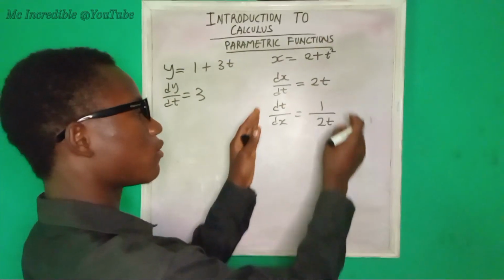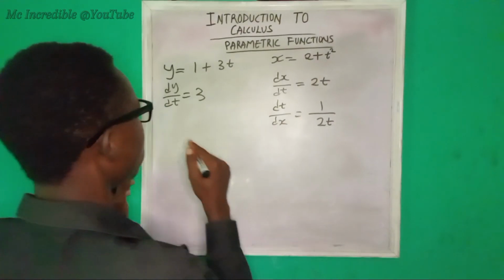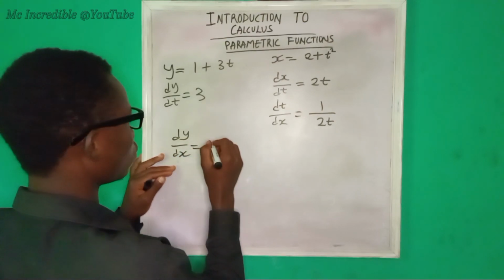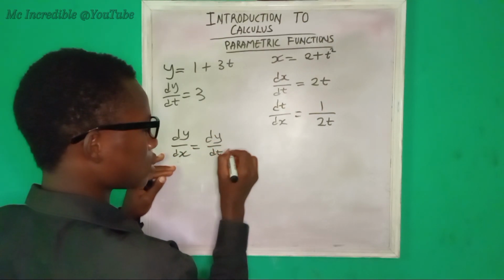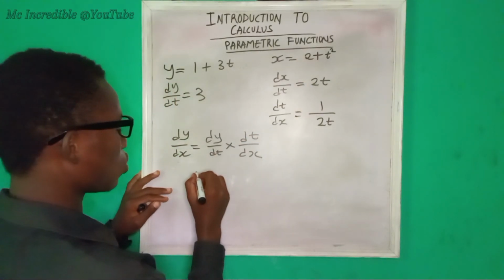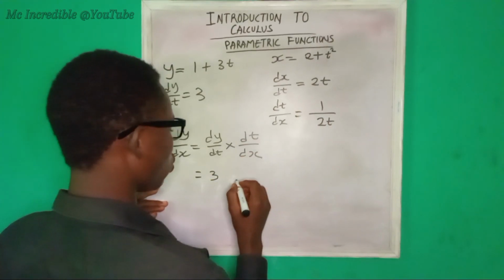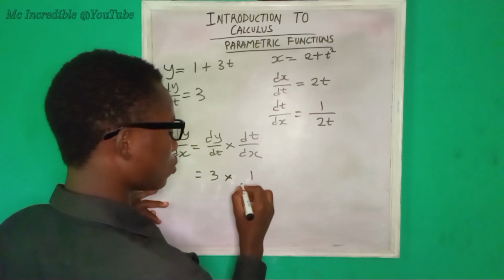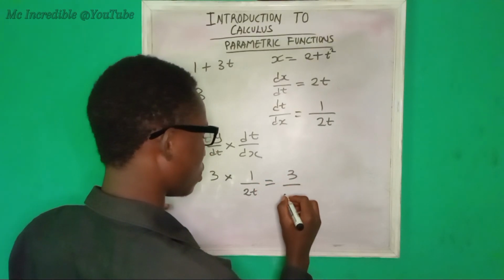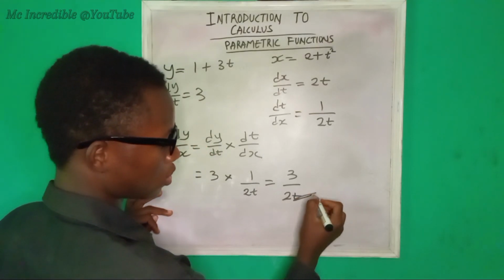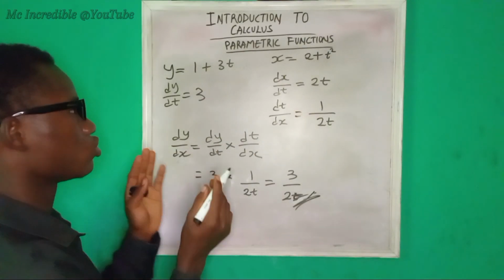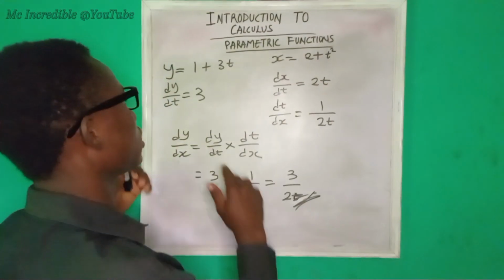So now we have gotten our values. Then we move directly. We have dy/dx is equal to dy/dt times dt/dx. dy/dt is equal to 3, dt/dx is equal to 1 over 2t. So our final answer here will be 3 over 2t, which is equal to dy/dx. So now we have successfully solved a parametric equation.